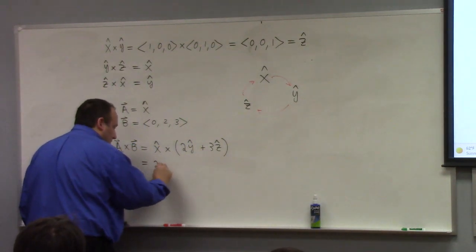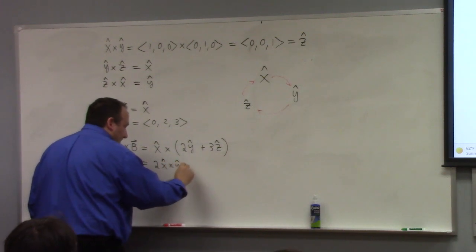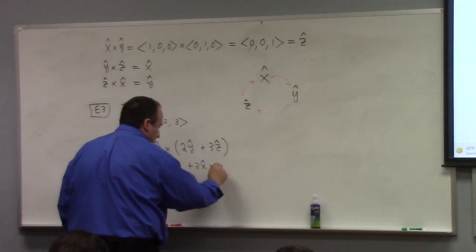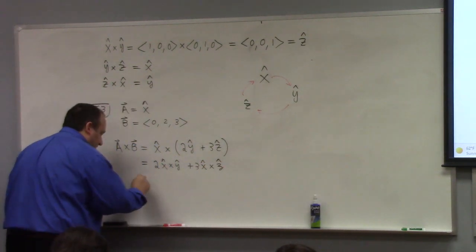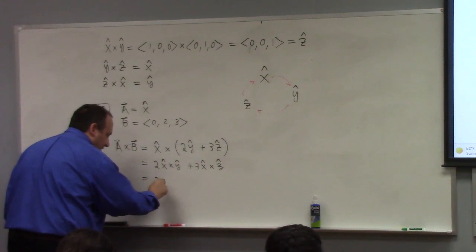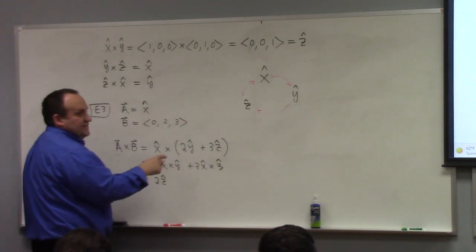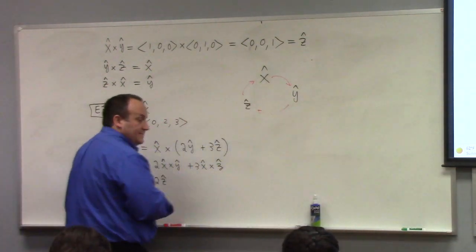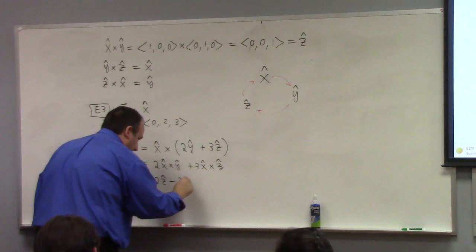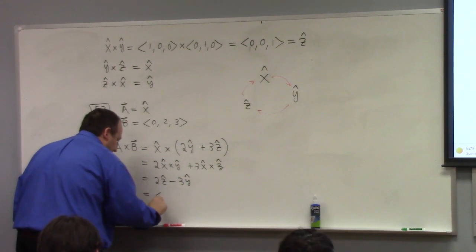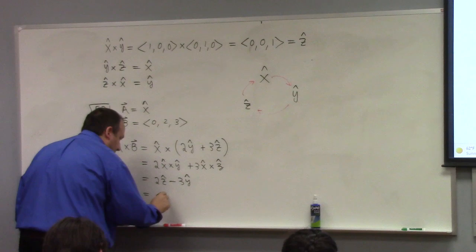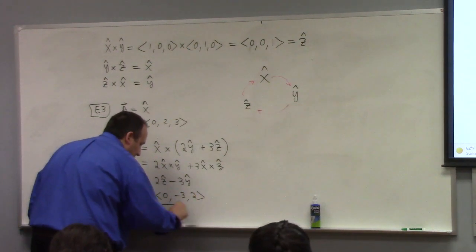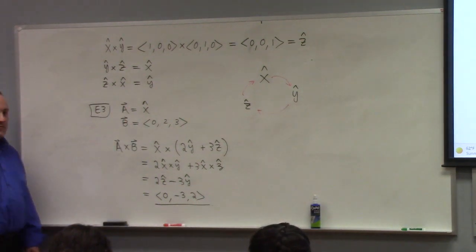So we get 2 x hat cross y hat plus 3 x hat cross z hat. What is x hat cross y hat? Well, it's z hat. So I got 2z hat. How about x cross z? Check it out. X cross z goes counter the circle, so we get minus y hat. So minus 3y hat. And if I go back to my angle bracket notation, that is what you got here. You got 0, minus 3, 2. There you go. That's your cross product of A and B.